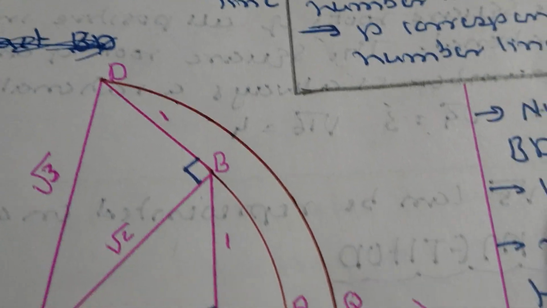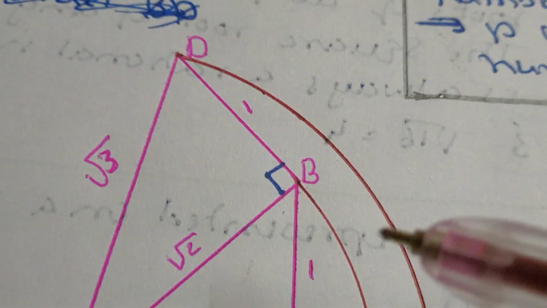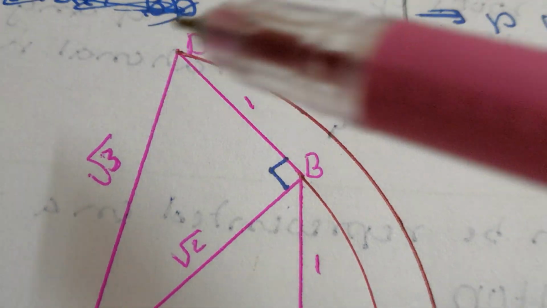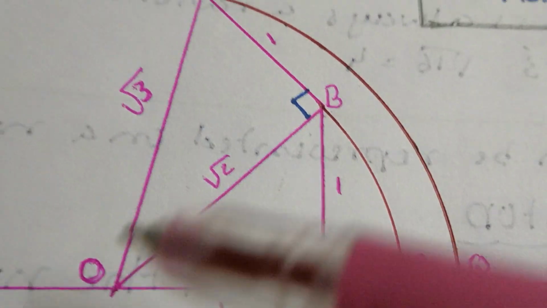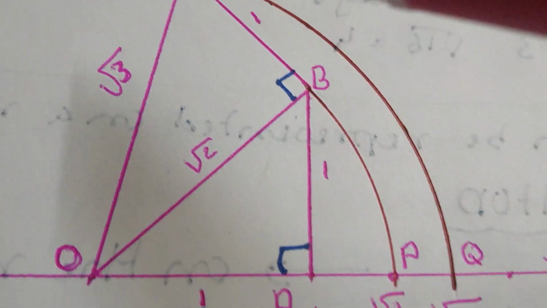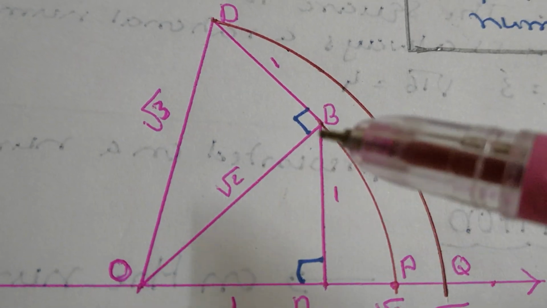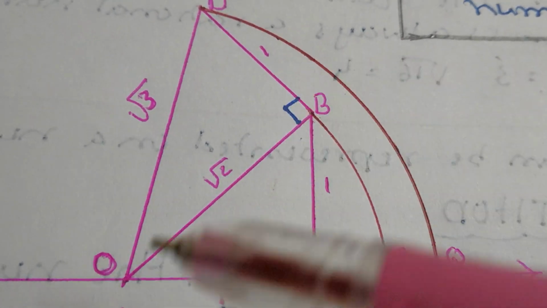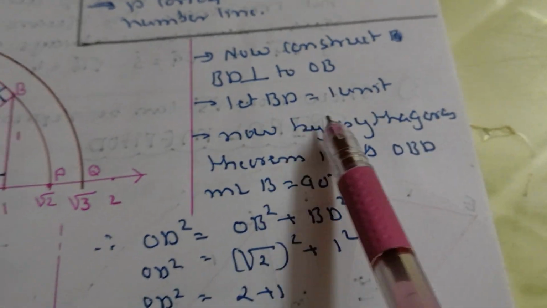Now we are going to construct BD perpendicular to OB. That is from here you are going to take 90 degree. I have made the point of 90 degree over here using a protractor, and then you are going to draw BD of 1 inch, or that is of 1 unit. And then you are going to draw OD. So in triangle OBD, measure angle B is equal to 90 degree. OB is equal to root 2, BD is 1, and OD is the hypotenuse. Same thing, let BD is equal to 1 unit.